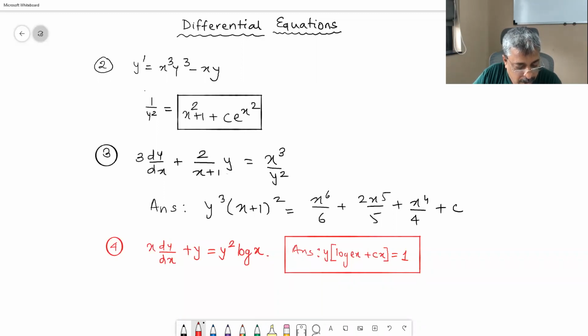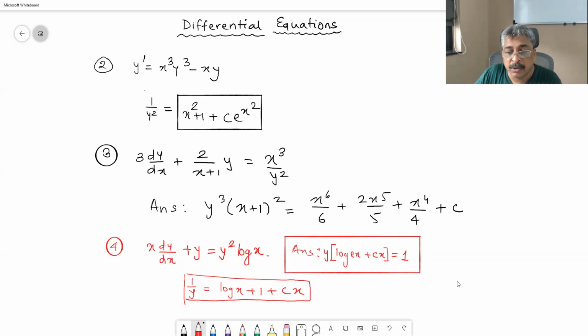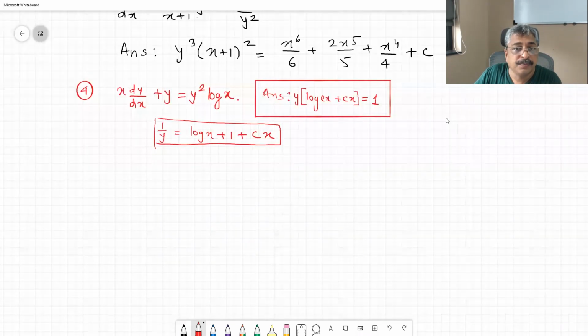1 upon y is equal to log x plus 1 plus cx. This is one step before that. This also should be correct. Okay, let me quickly write down the solution.